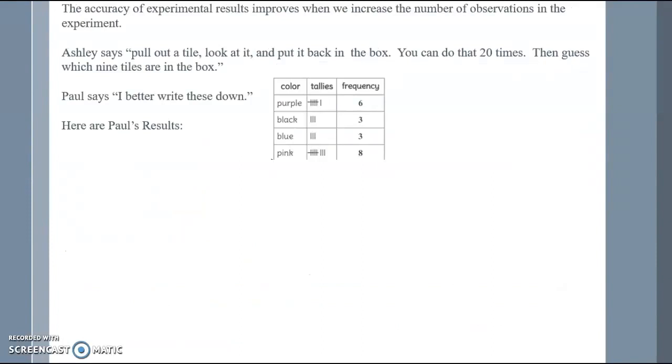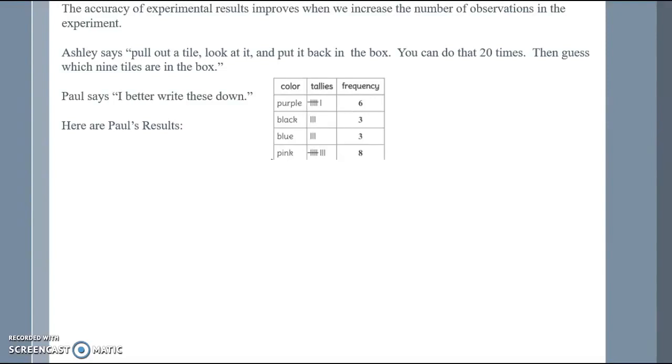The accuracy of experimental results improve when we increase the number of observations in an experiment. Ashley says, pull a tile, look at it, and put it back in the box. You can do that 20 times. Then guess which 9 tiles are in the box. Paul says, I better write these down. So here are Paul's results.